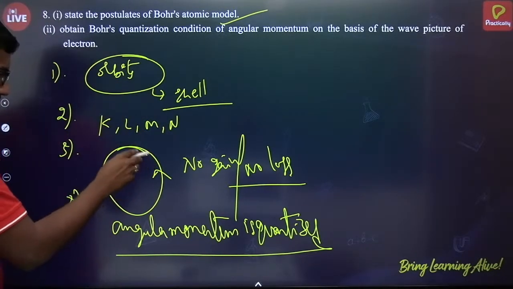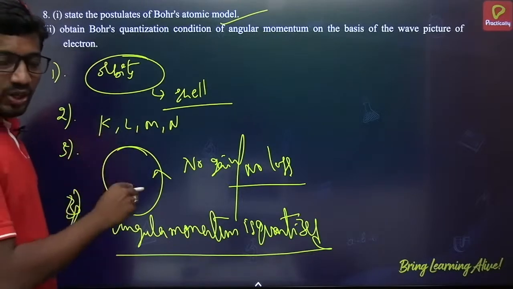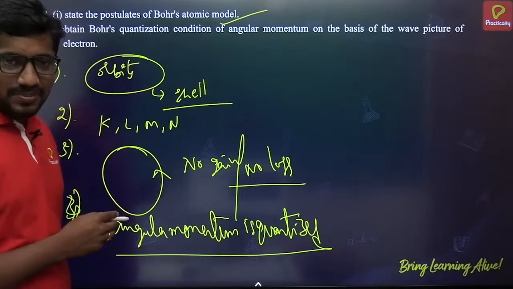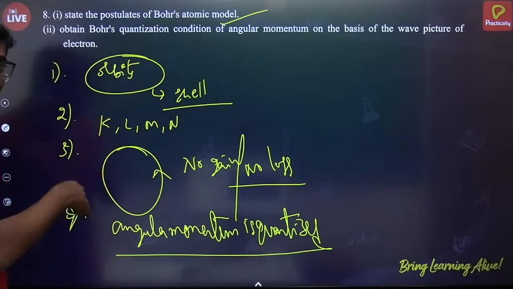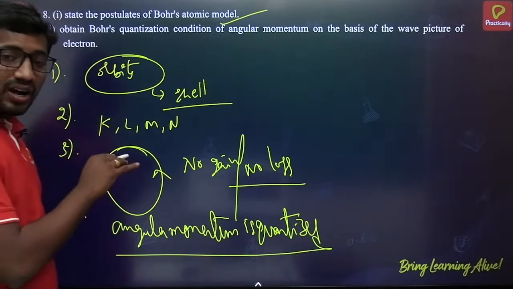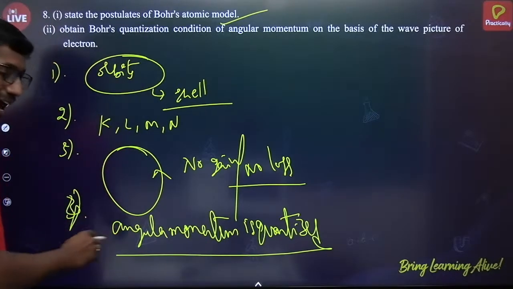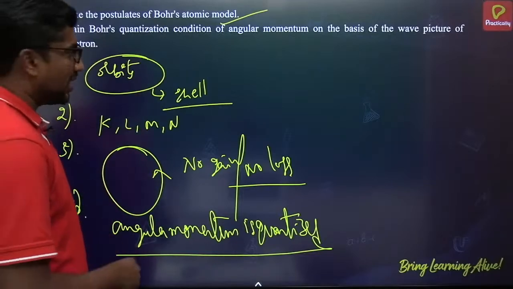Until and unless the electron comes out of its orbital path, there won't be any kind of energy transmission. So there is no gain and no loss while it is revolving along its orbital path. And the angular momentum of each and every electron is quantized.